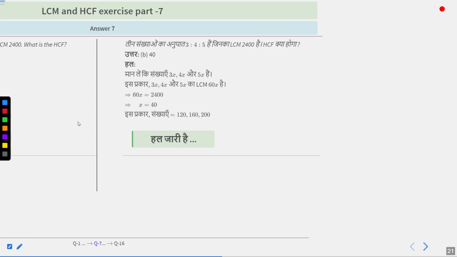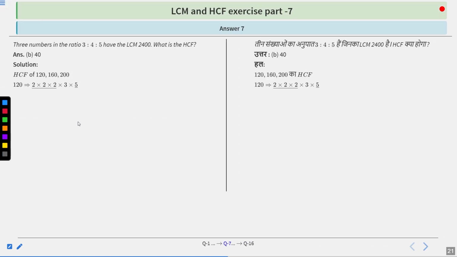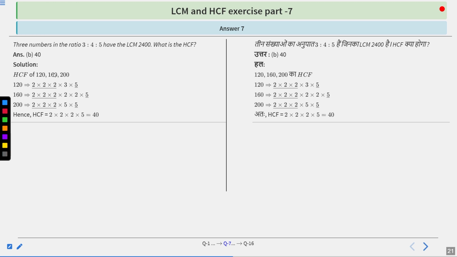Now we have to find the HCF. So for HCF, we can do the prime factors of numbers. 120 can be written as 2 into 2 into 2 into 3 into 5. 160 can be written as 2 into 2 into 2 into 2 into 2 into 5. And 200 can be written as 2 into 2 into 2 into 5 into 5. Now for HCF, we are going to look for the number which is present in factors of every number. 2 is present in all the factors, but we have to consider the least power of 2. So the least power of 2 is 3.